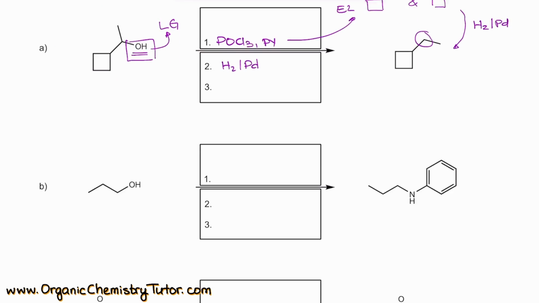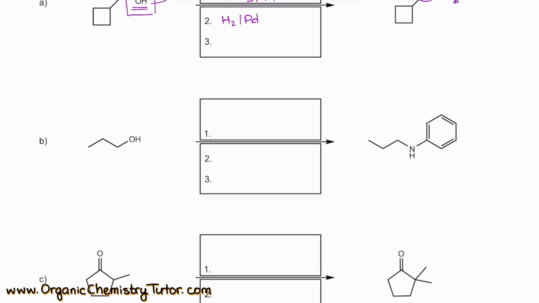Alright, so in the next one, we have a 3-carbon chain turning into a bit of a monstrosity. So if I carefully look at my structure, I am willing to bet that this part of the structure came from my 3-membered chain, which means that essentially what I'm looking at is making this bond over here. Well, that is a primary amine.